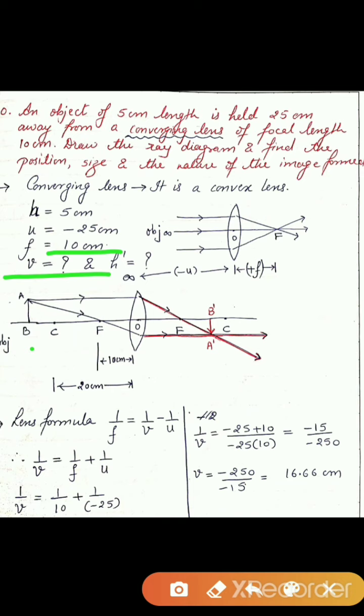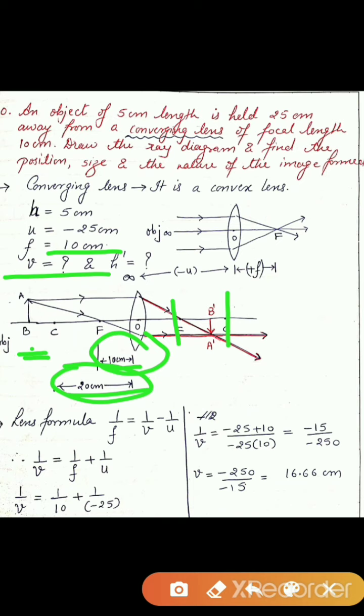From the given we got this idea that the object is placed beyond C. While studying image formation by convex lenses, there is one table in your textbook and all the ray diagrams are also there. We have studied those ray diagrams. Whenever the object is placed beyond C, the image is formed between F and C. Depending on this information, we can draw this ray diagram. Here this length you have to keep 10 centimeter and this you have to keep 20 centimeter.